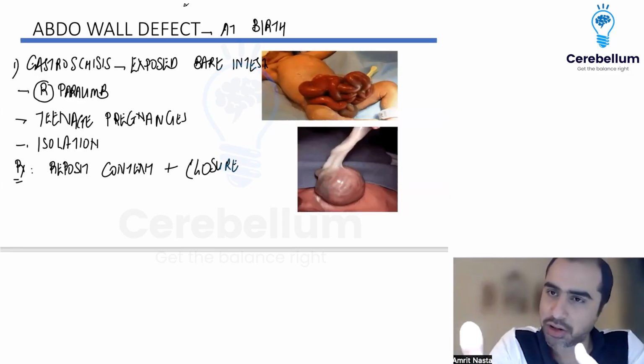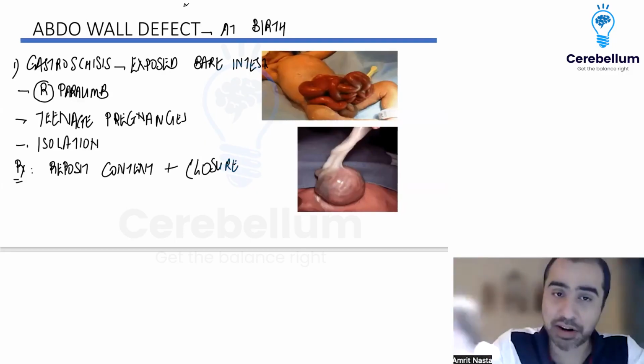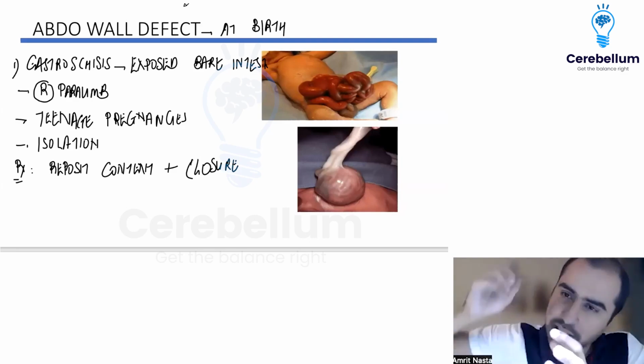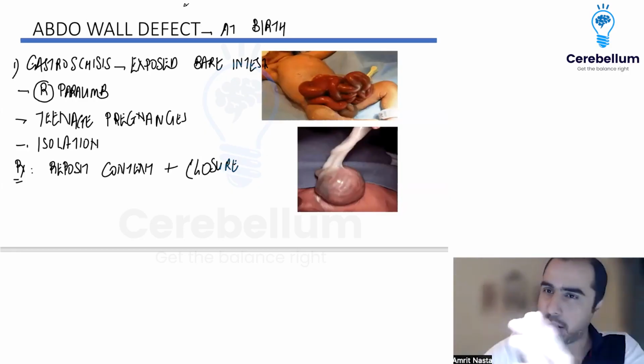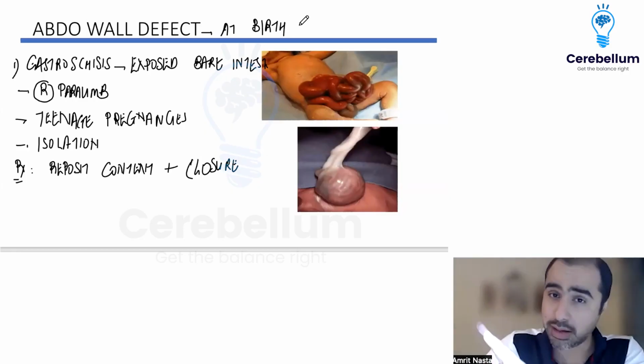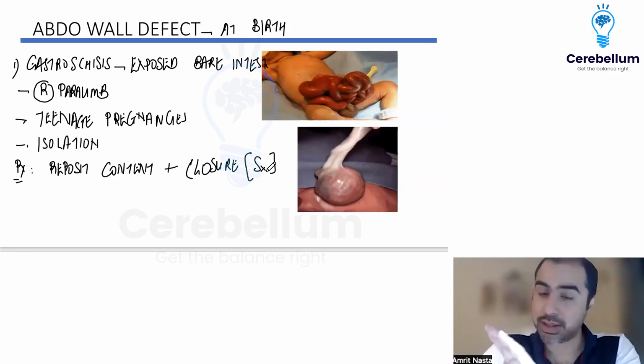Obviously the child cannot survive with the intestines being exposed. How fast you do it depends on how big the defect is. Small defect, you can straight away put it in and close it. Big defect, lot of contents, it may require 2-3 stages. All this is done under anesthesia. It's all surgery.